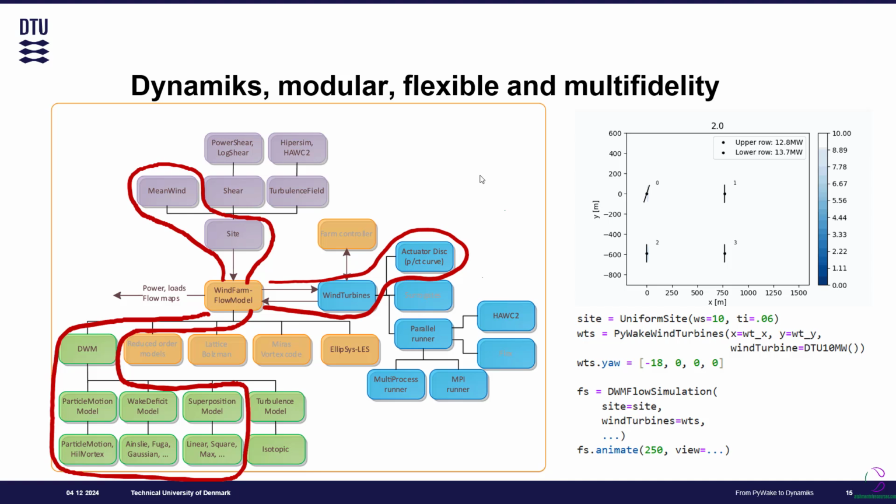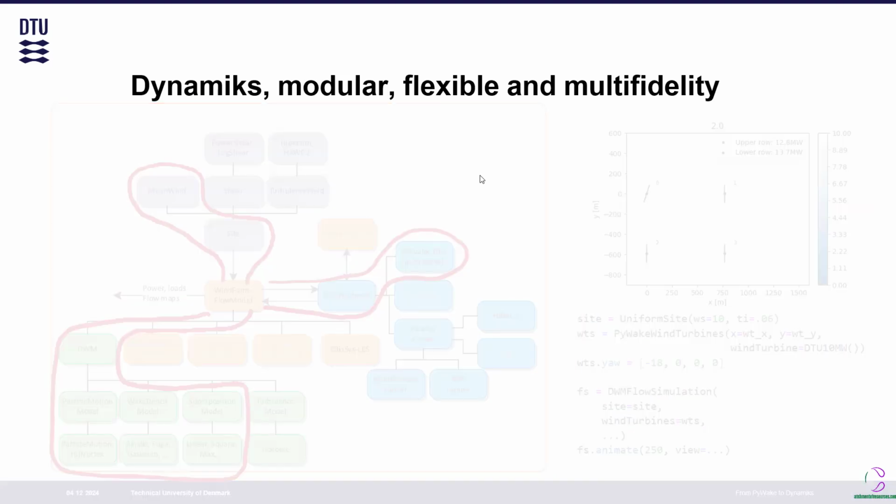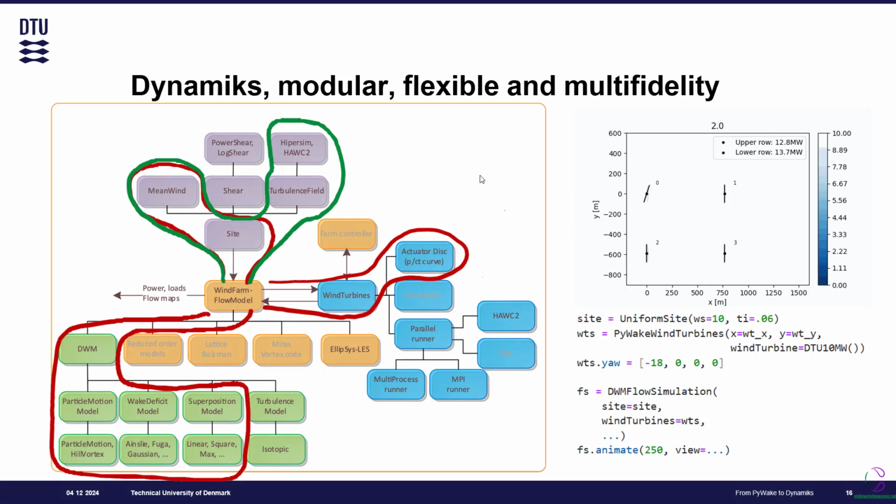As you saw from PyWake, for example, the deflection method works differently from the superposition method. So you need multiple of these models at the same time to be able to accurately predict the behavior of the wind behind an upstream turbine. So this is now the multi-fidelity at work.